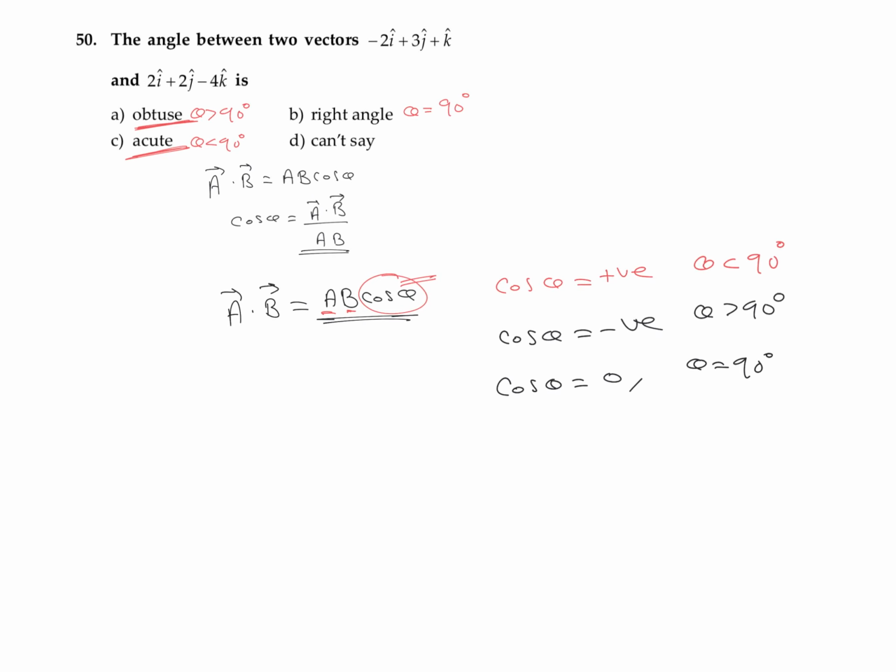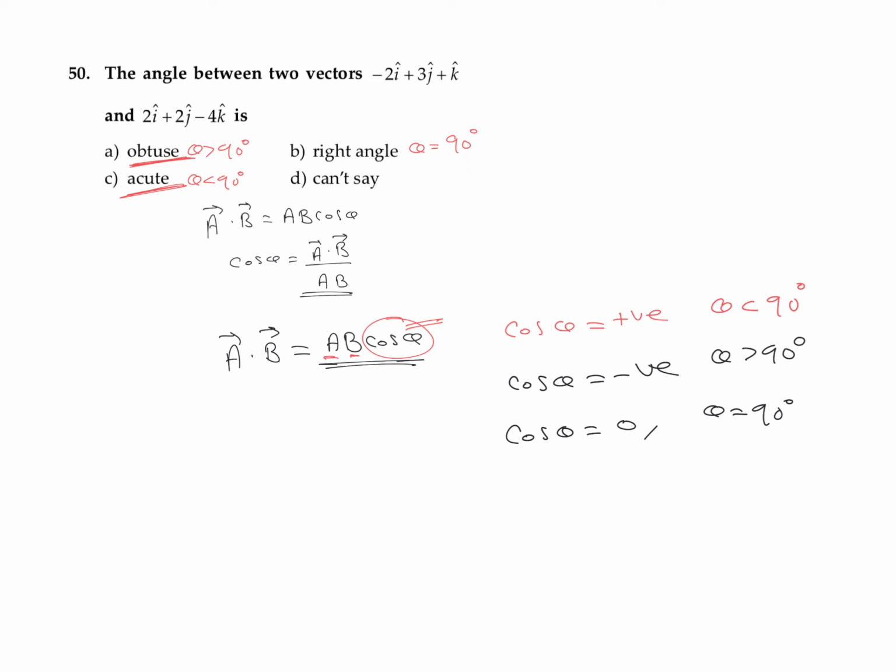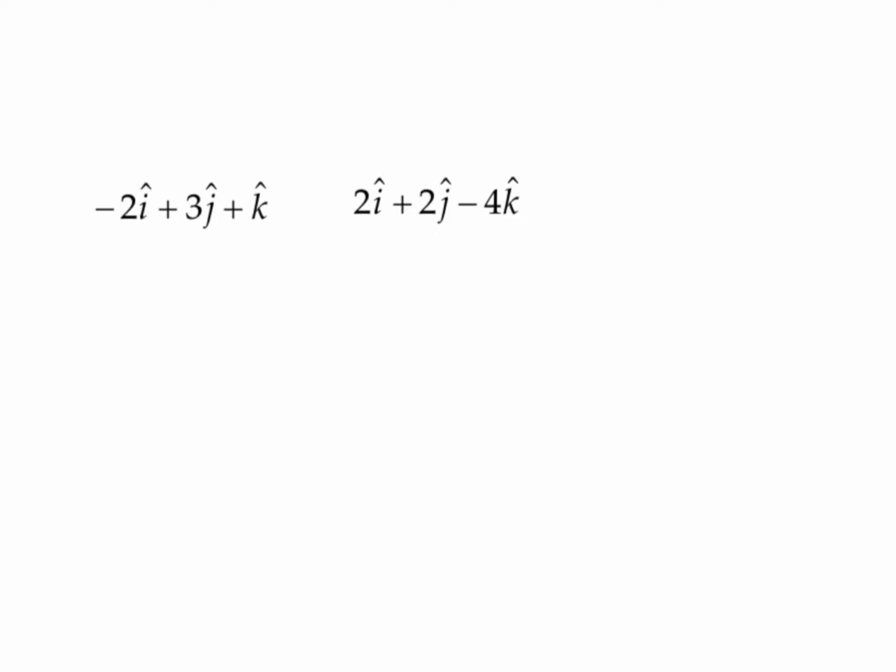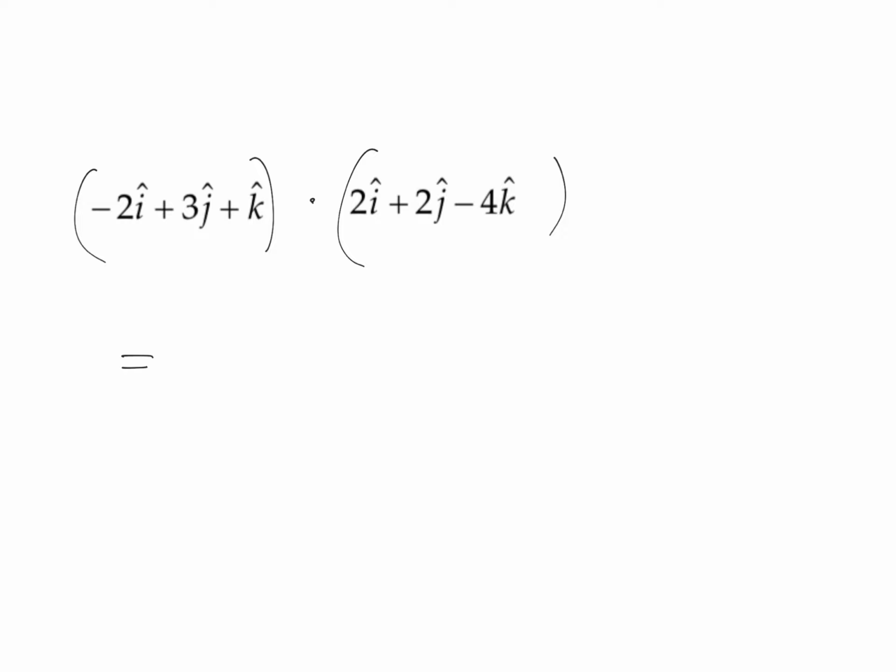So here we need to find out the value of the dot product of these two vectors. We have a vector, something like this, and this is our second vector, and our aim is to find the dot product of these two vectors. So let's say this is a vector dot b vector. We know how to find the value for it.